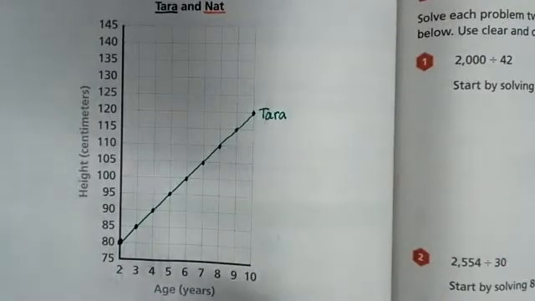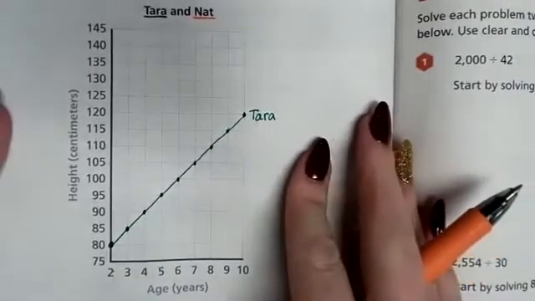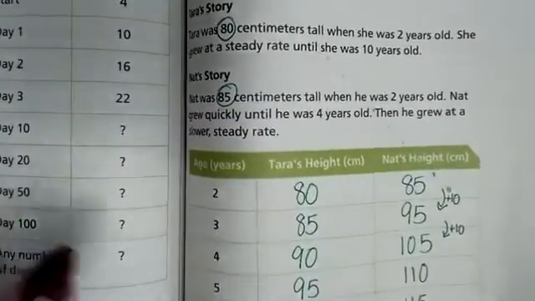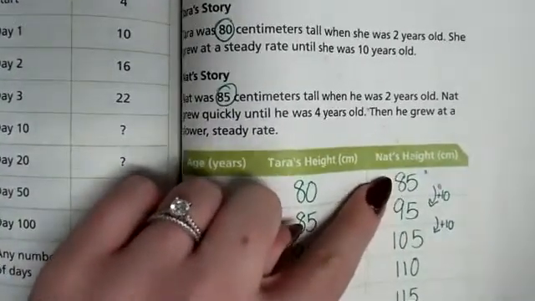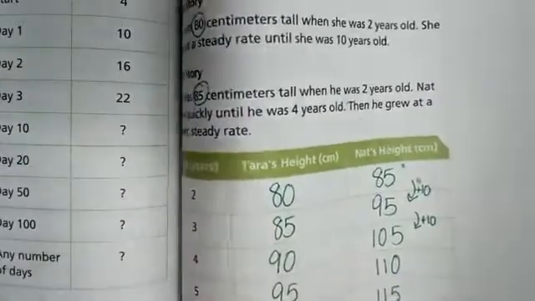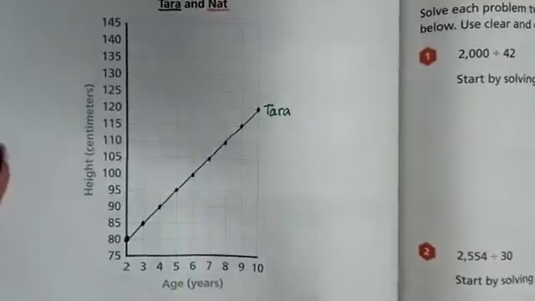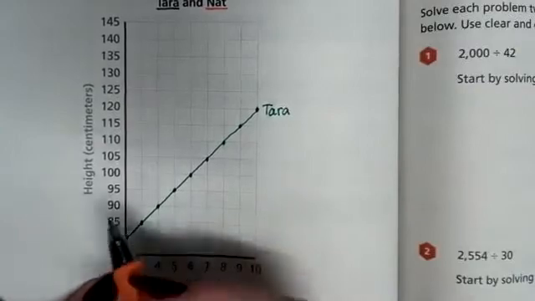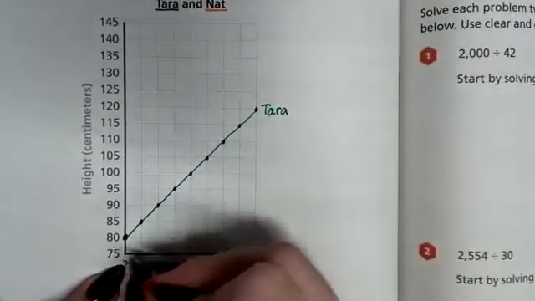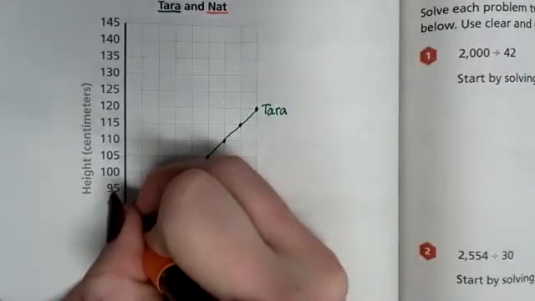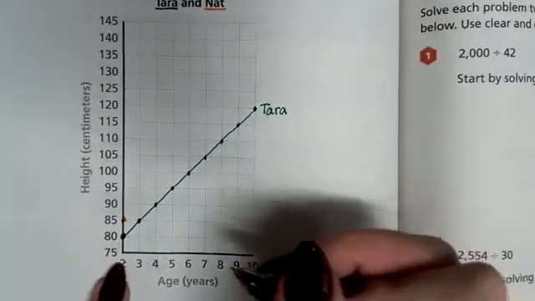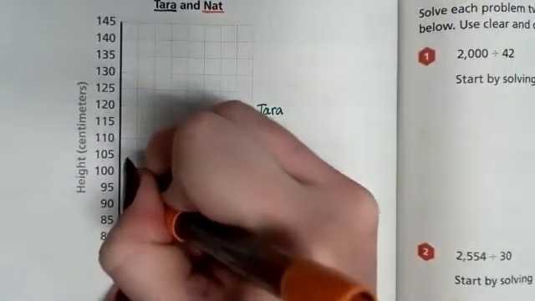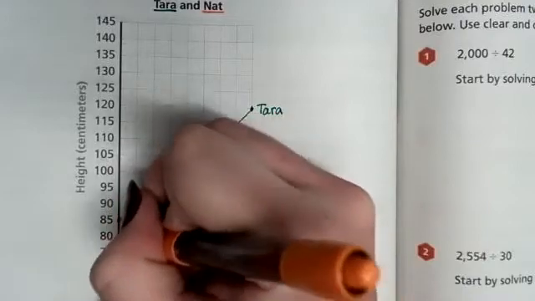Now let's go to Nat. I am switching colors so that I can make sure that I can keep my data separate. And I'm going to look back at my table. So Nat started at 85, and he went from 85 to 95, then 105. So I'm just going to chart those first 3. All right, so Nat, I'm on the same chart as I did with Tara, but I'm using a different color. At age 2, he started at 85, so he's going to start right here. He's already starting above Tara, okay? Then at age 3, he was at 95. So I'm finding where the 95 and the 3 intersect.